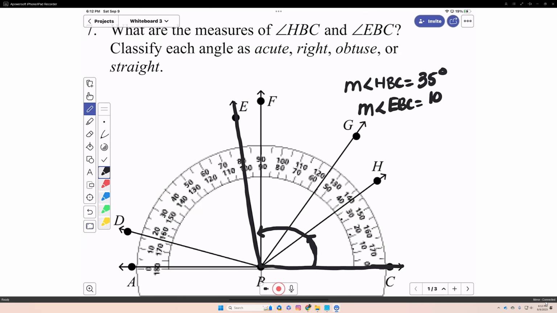So I'm going to put 100, and we know that it's greater than 90, so it's going to be obtuse. If it's a right angle, it will be 90 degrees. If it's a straight angle, it will be 180 degrees.